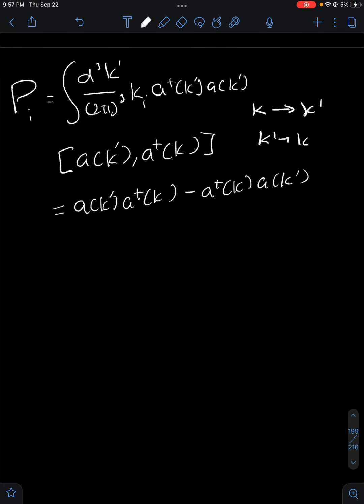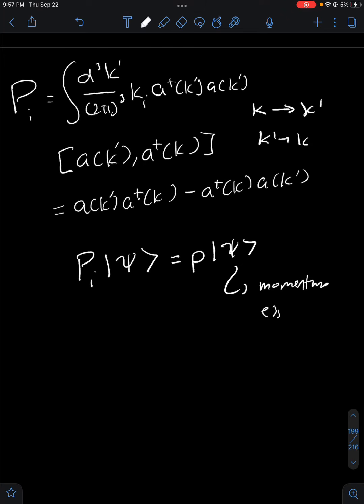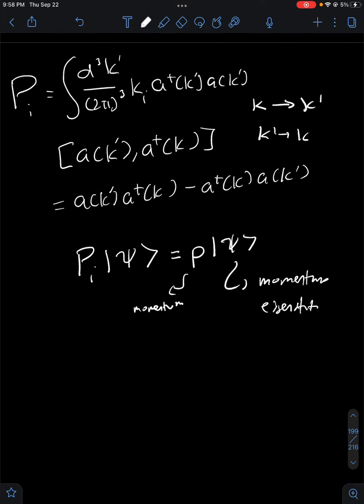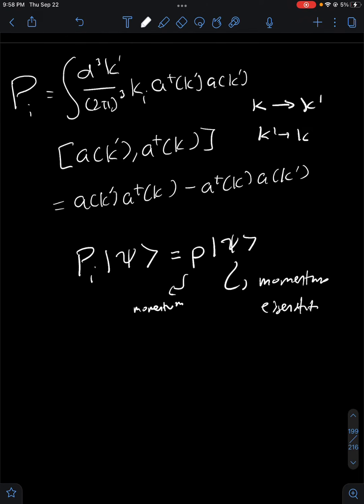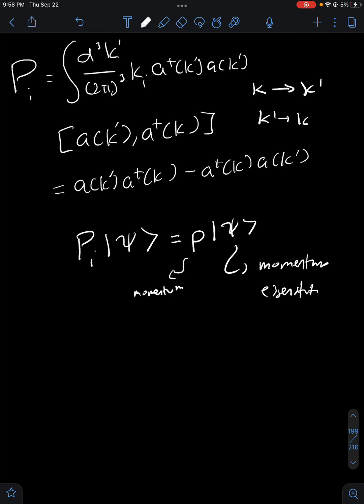What we can do now is, like we know from quantum mechanics, that if this momentum operator acts on some state psi and gives us some eigenvalue times psi, then we call psi a momentum eigenstate, where p is the momentum of that state. The same thing occurs in quantum field theory.